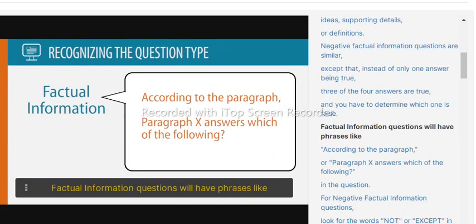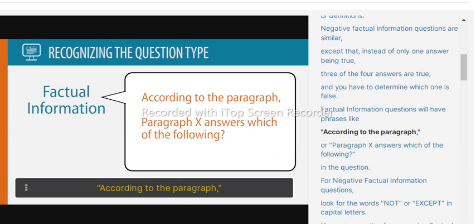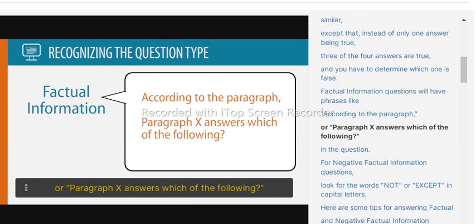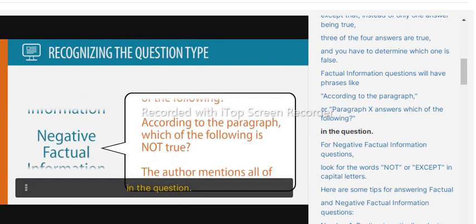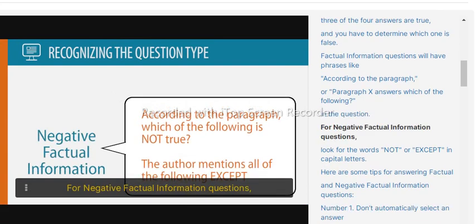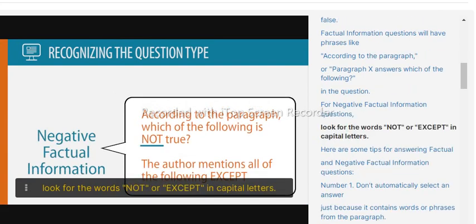Factual information questions will have phrases like "according to the paragraph," or "paragraph X answers which of the following" in the question. For negative factual information questions, look for the words NOT or EXCEPT in capital letters.